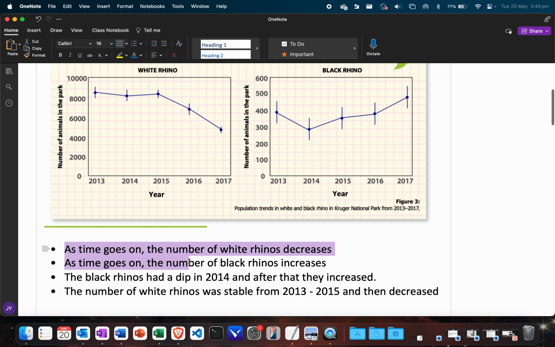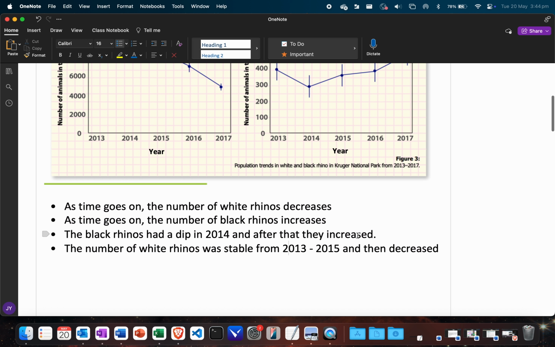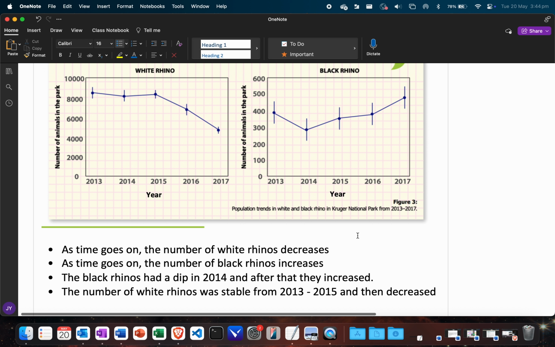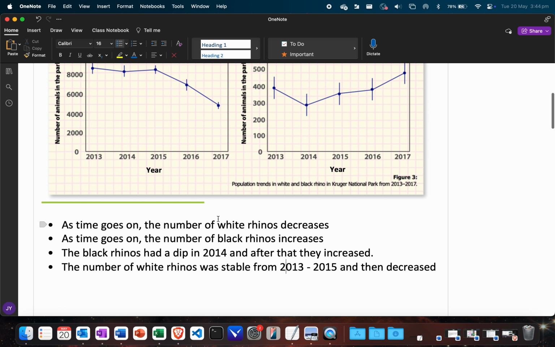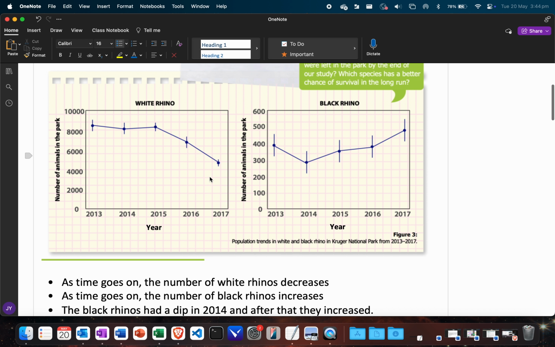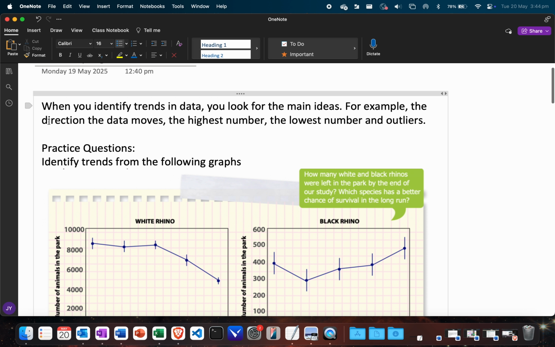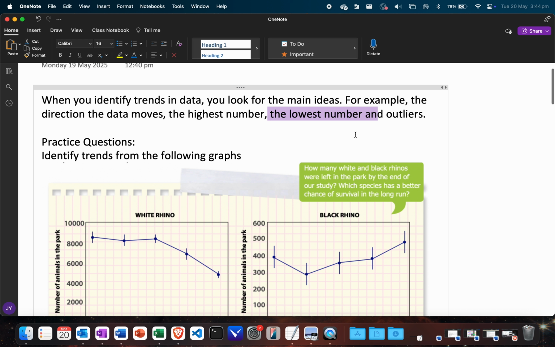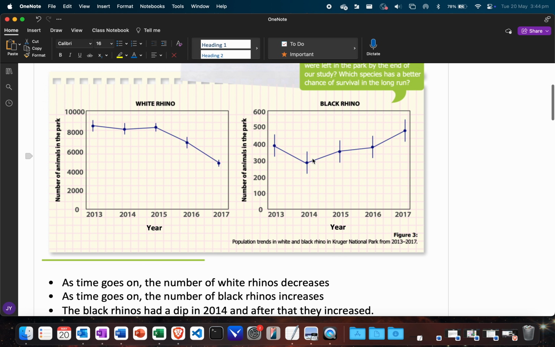So all of a sudden, I've come up with a lot of different main ideas. These are examples of how you can look at data, look at this graph, and extract some of the key ideas, right? What is the direction that the data moves? What's the highest number? What's the lowest number? Are there any outliers?